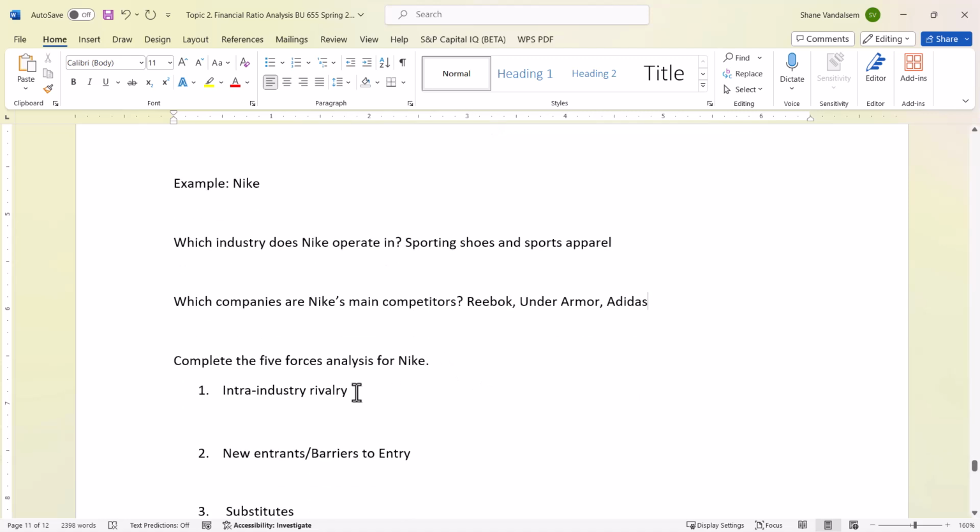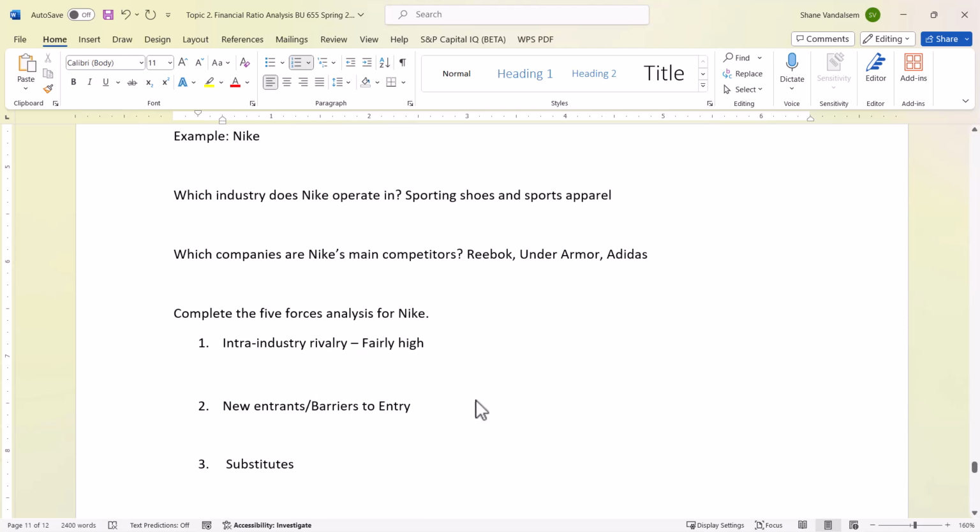Intra-industry rivalry. So intra-industry rivalry is actually pretty high. It's pretty easy to say who they're competing with, and they're pretty aggressive competitors. Through their advertising and their promotion, they tend to be fairly aggressive. What are the barriers to entry? So the barriers to entry are probably medium here, maybe a little bit high. It's hard to get established as a new athletic apparel company these days. So I'd say medium to high here.